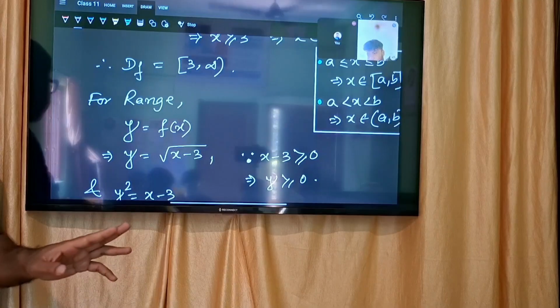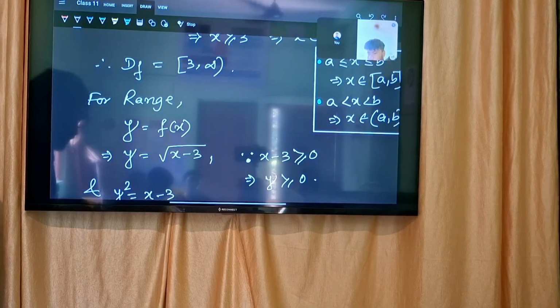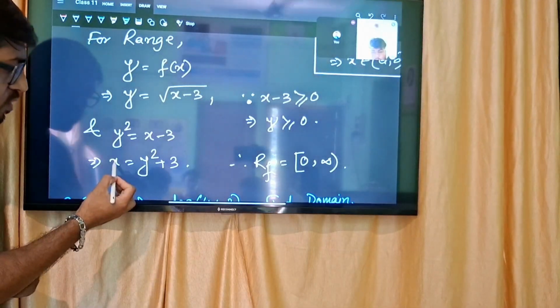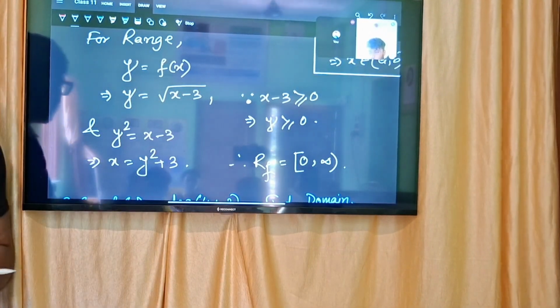এরপরে যখনই রুট থাকবে তুই both side স্কোয়ার করবি। দেখ স্কোয়ার করলাম আমি, স্কোয়ার করে after doing the square, x equal to y square plus 3 is coming.